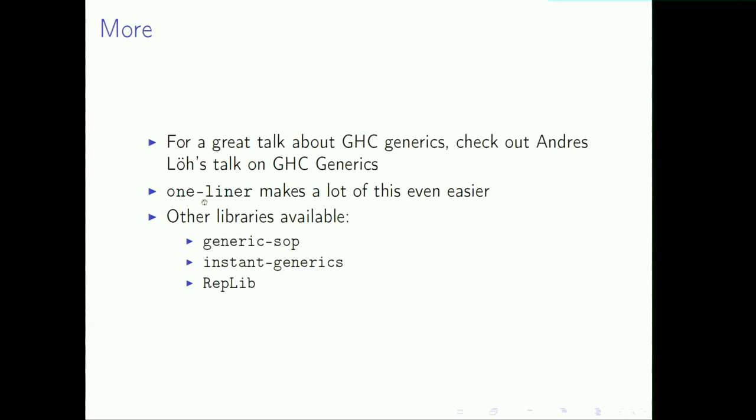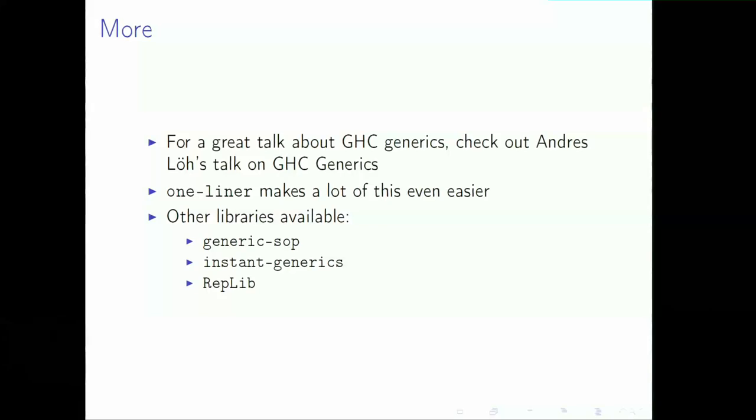For a more detailed talk on GHC generics, I'd point you probably to Andres Löh's talk. I don't know the exact title of it, but it's a Skills Matter talk. So I think if you search Skills Matter and Andres Löh, you should be able to find it. There's a library called one-liner, which does indeed allow you to write these functions as one line at the cost that it looks somewhat difficult to follow exactly what's going on. But that might be quite fun if you want to explore other ways to use GHC generics.